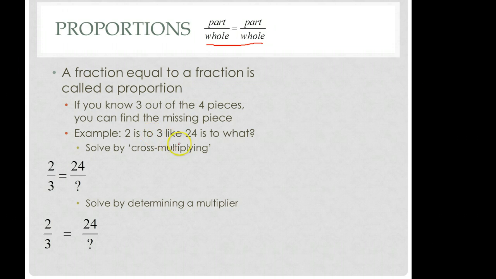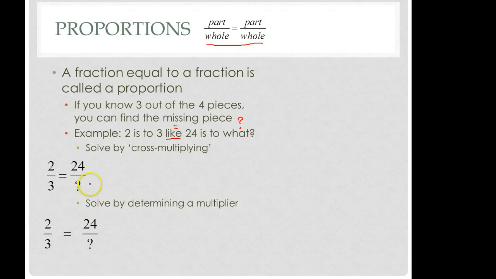So for example, here's a very simple example. 2 is to 3 like 24 is to what? So the word "like" is equals. And when I say 2 is to 3, that is a fraction. 2 divided by 3 is the same as 24 divided by what? And remember, that "what" is the thing that we don't know, what we're looking for. So if I write that as a proportion, I have 2 over 3 equals 24 over question mark. And there's two ways to solve these problems. I'm going to show you the way that always works, and then a shortcut that is much easier for the special cases where it works.